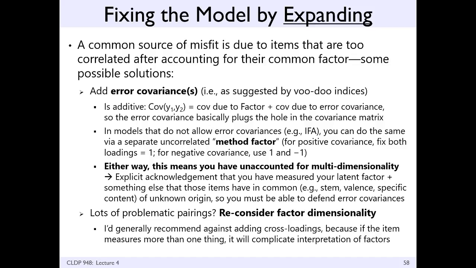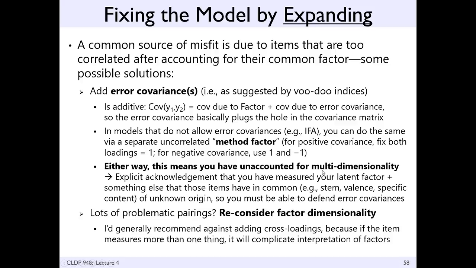If it's common wording, where everything is worded one way except for 2 items, those 2 items may be more related. Likewise, if all items are positively worded except for 2 that are negatively worded, those 2 may want to be together. So you should be able to anticipate, based on the content of the items, which ones might need error covariances, and that will give you some ground to stand on when you try to defend any of these modifications to your model.